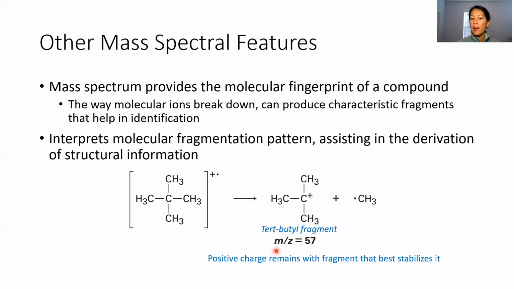The tert-butyl fragment has a mass of 57. Just knowing certain fragmentation patterns and certain masses can really help you figure out what type of overall molecule you have. The other thing I want to note is that the positive charge here is a cation radical. When it fragments, you could get a cation and a radical. The positive charge will remain with the fragment that best stabilizes it. That's typically what's going to happen. So tert-butyl, because of the hyperconjugation, can better stabilize this cation.